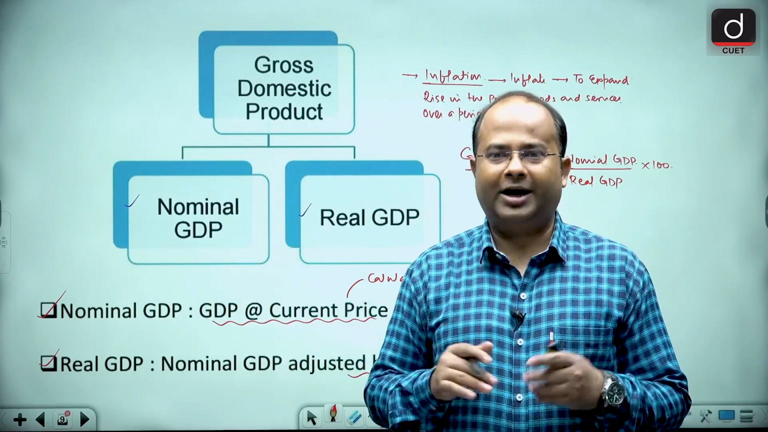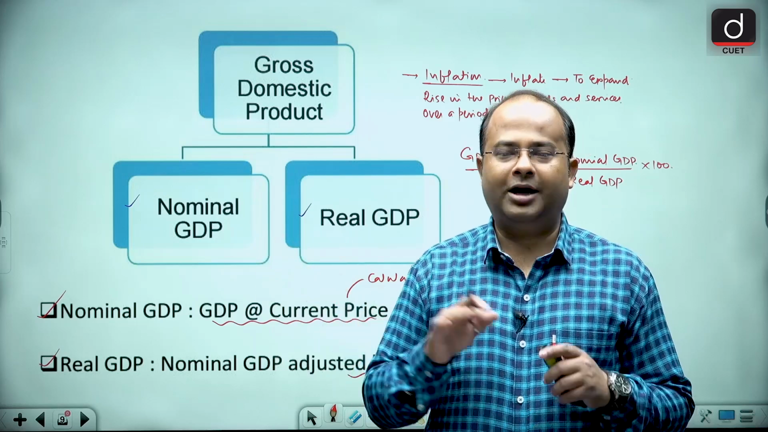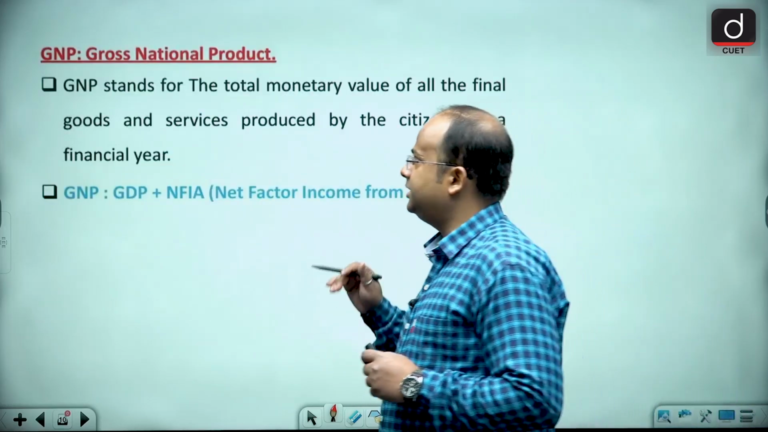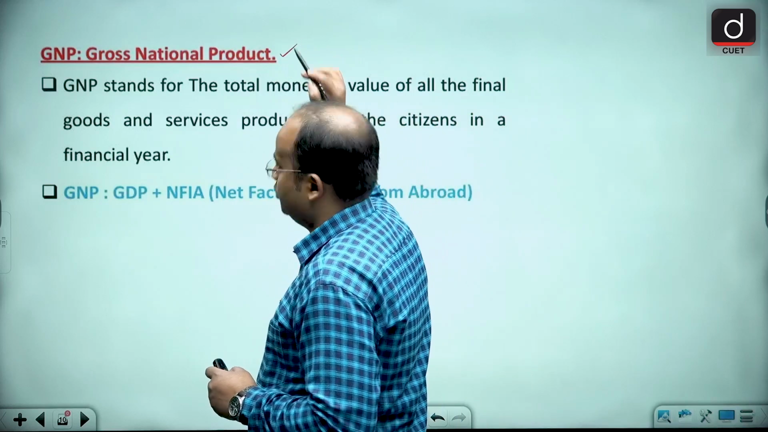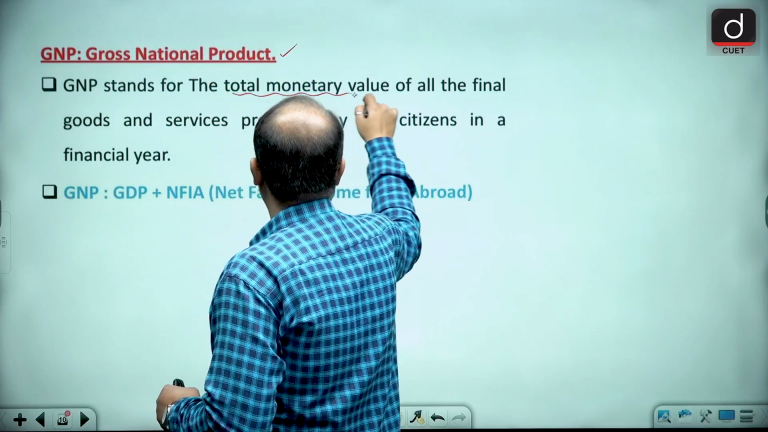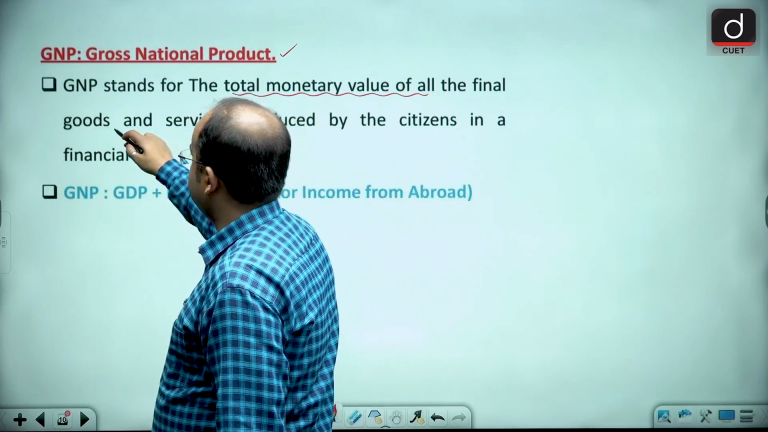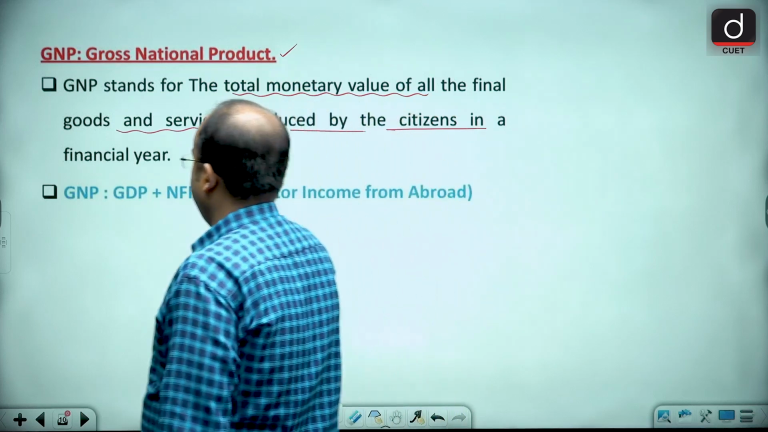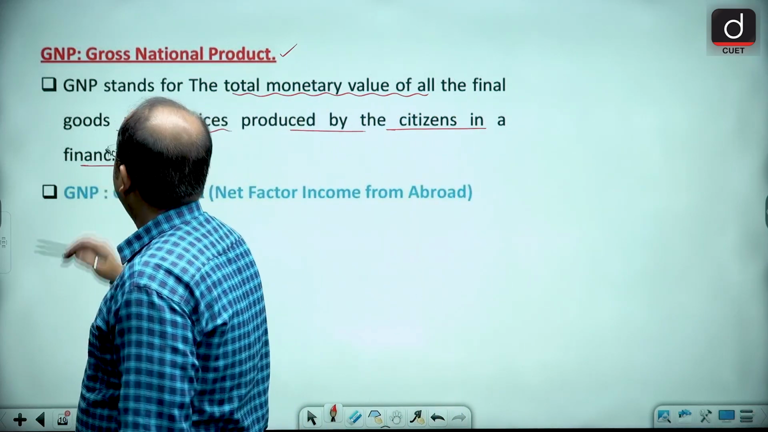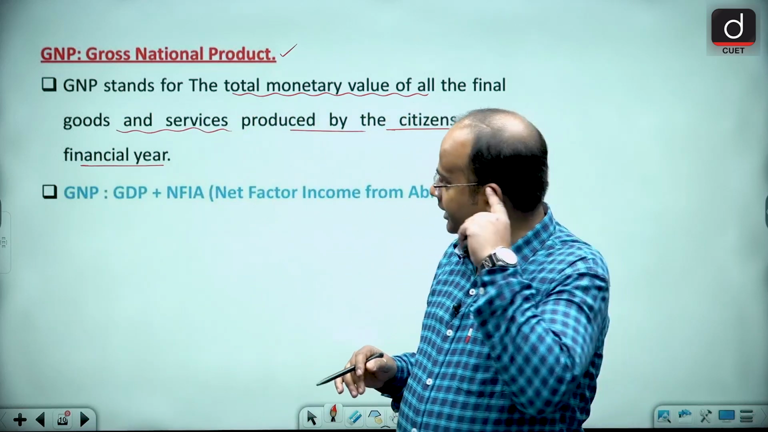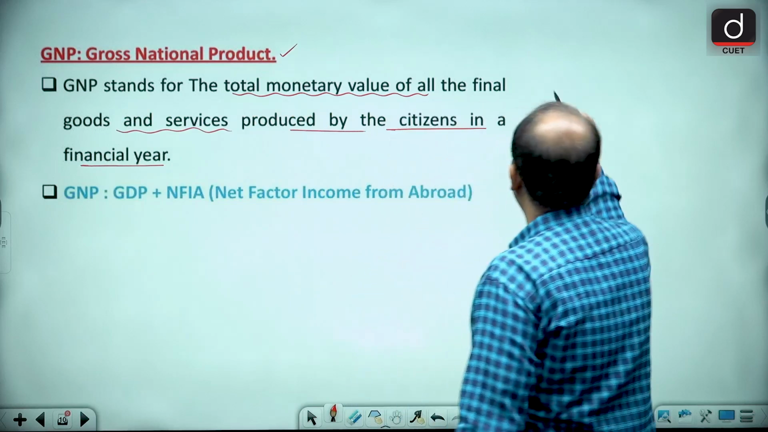Now guys, once you calculate the GDP, you have to calculate GNP. So what exactly is GNP? GNP stands for gross national product. It is the total monetary value of all the final goods and services produced by the citizens in a financial year. Now, how is it calculated? First of all, let's understand with an example.